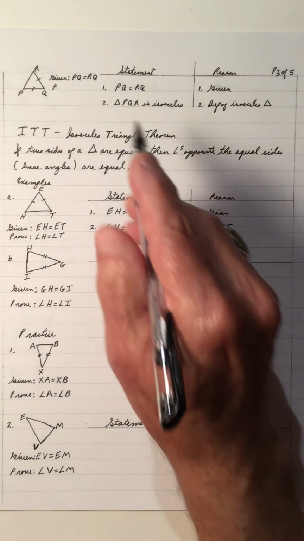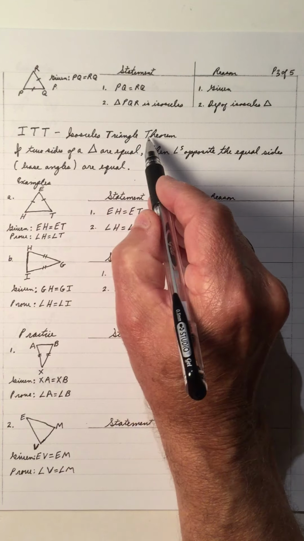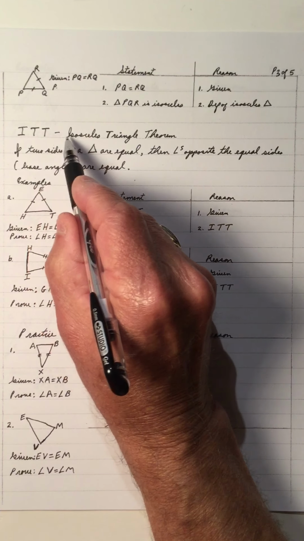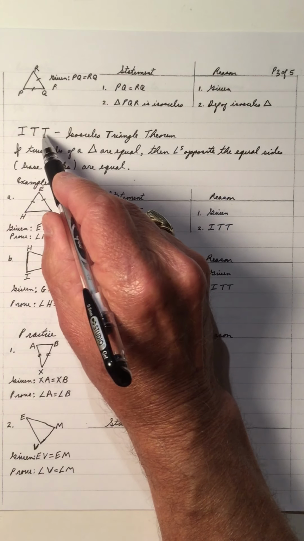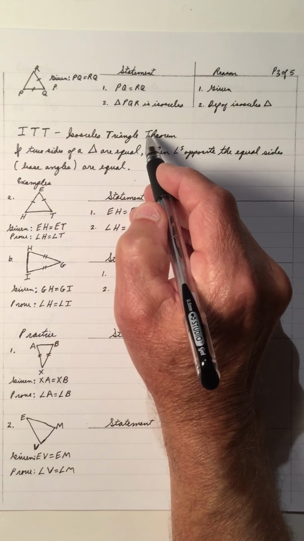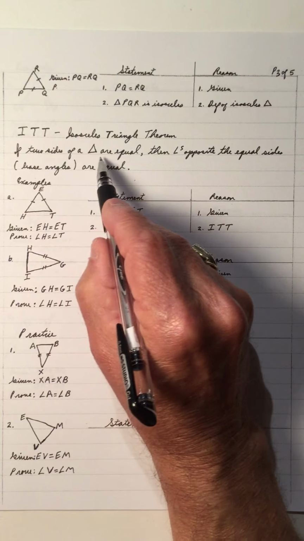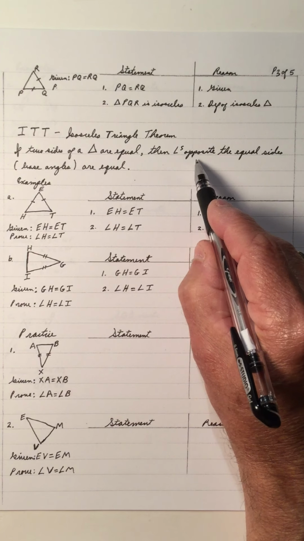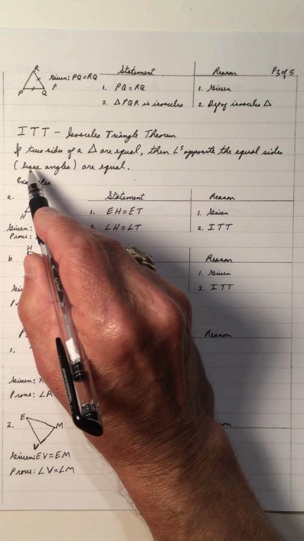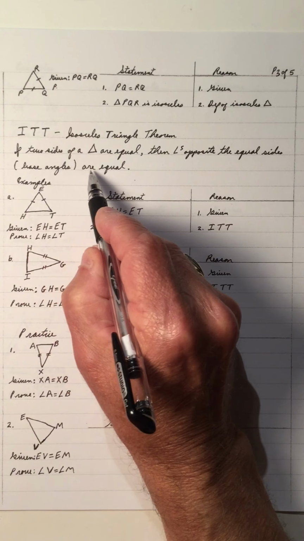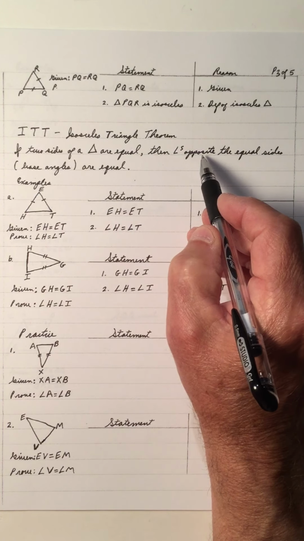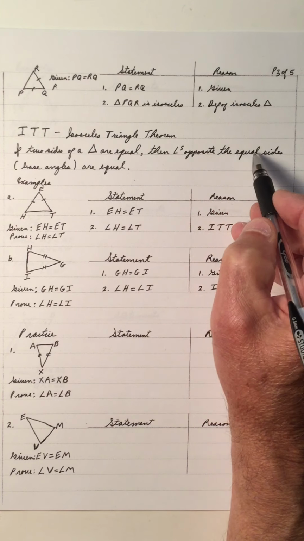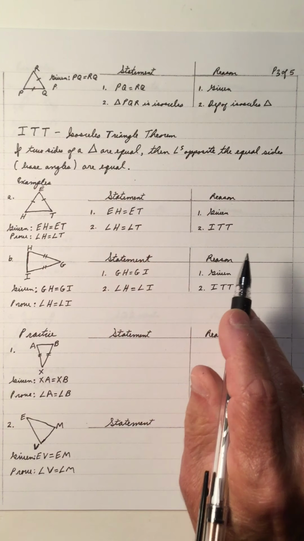Now we have a theorem that I call the isosceles triangle theorem, ITT: isosceles I, triangle T, theorem T. The isosceles triangle theorem says if two sides of a triangle are equal, then the angles opposite the equal sides, which are the base angles, are equal. So if two sides are equal in a triangle, then the base angles are equal. The angles opposite the equal sides are equal.